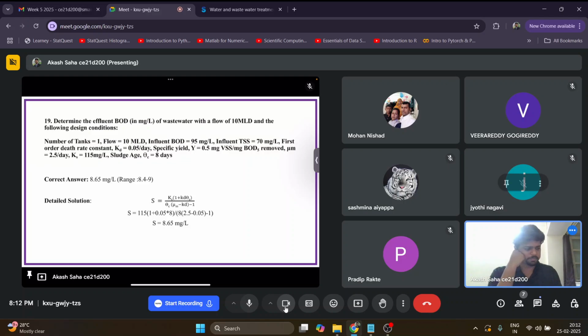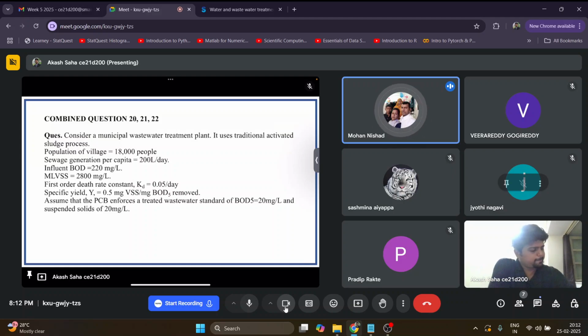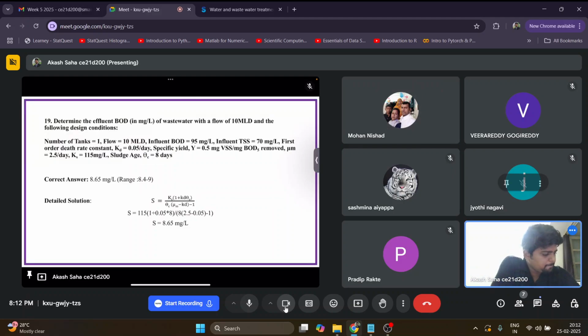Next, sir, in this formula, if we have to calculate theta c, and all the other values are given, how will we do it? Yeah, you have to bring theta c to only one side. You have to multiply and divide, bring the theta c to one side, simplify the formula, then put the rest of the values and solve.